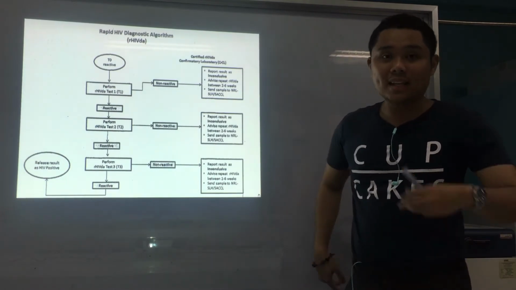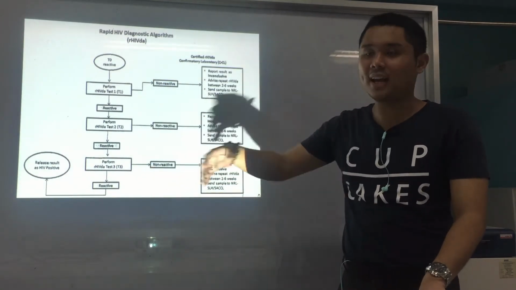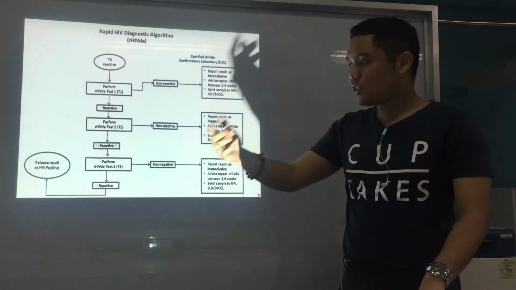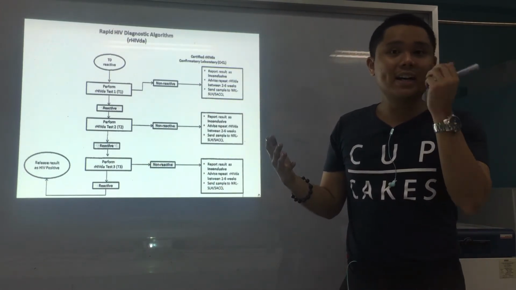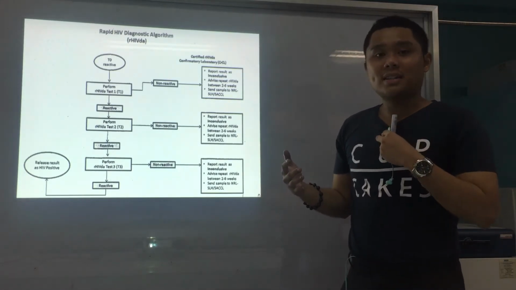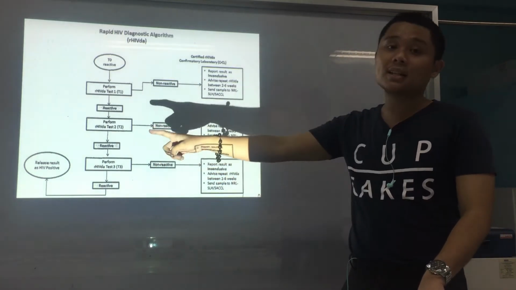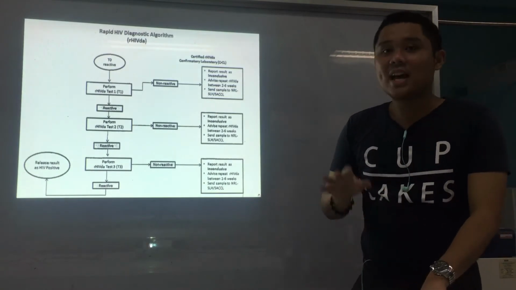Or usually, it's a rapid test. So if you're reactive, you then perform another test. Okay? The same, a rapid test or immunoassay. And if you're still reactive, you then perform a third RDT, a rapid test, or immunoassay again. And if you're reactive after the third test, you are now deemed HIV positive. That's the algorithm.